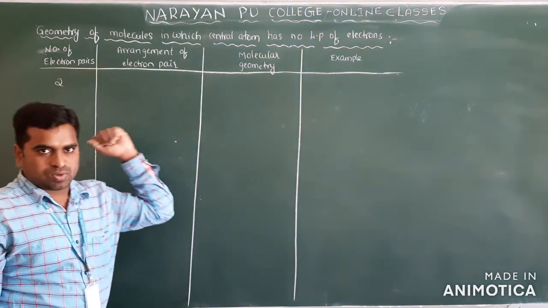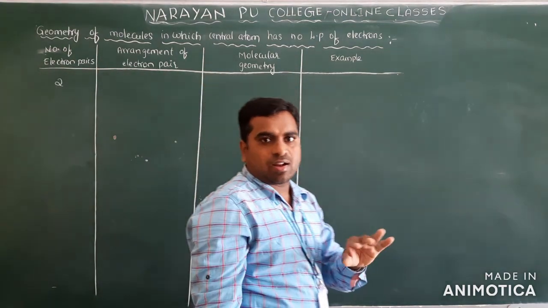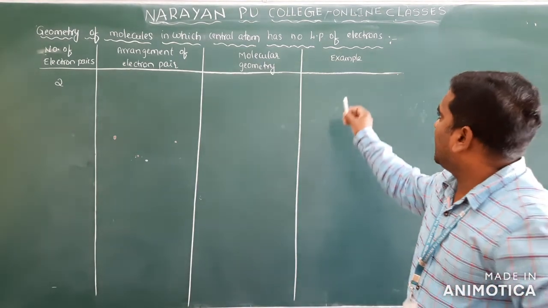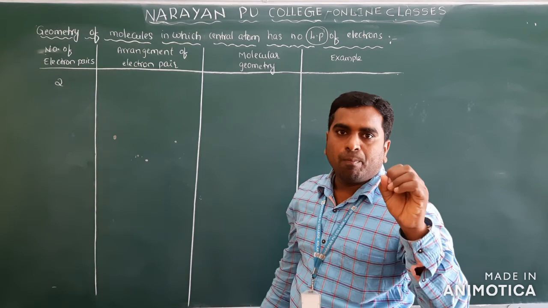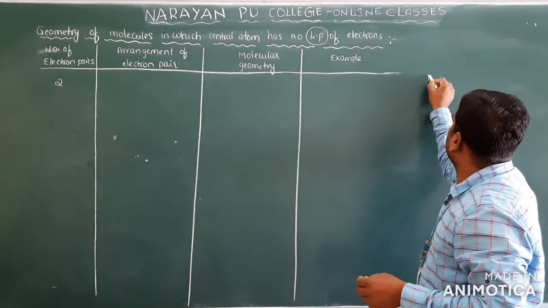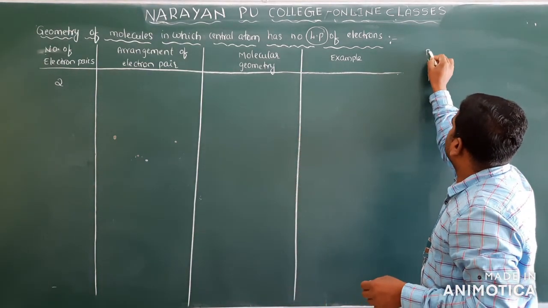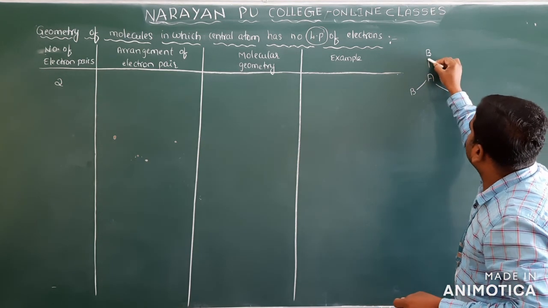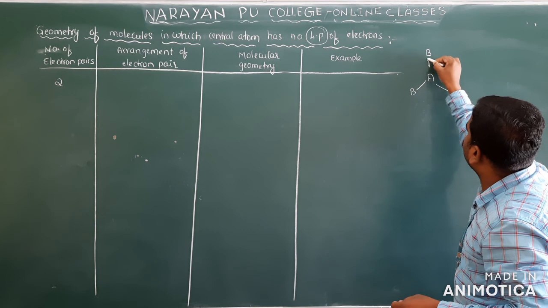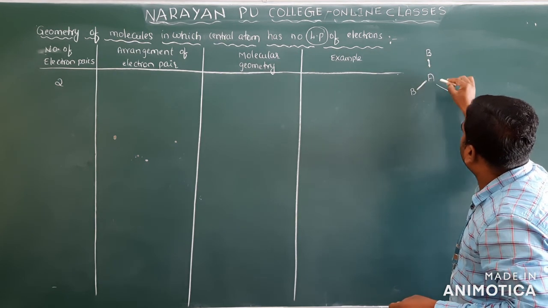Geometry of the molecules in which the central atom does not have any lone pair. It means there are no lone pair electrons, only bond pairs. Bond pairs you already know. Suppose this is the central atom and these are the surrounding atoms. These we will call bond pairs, the pairs which are involved in the formation of a bond.